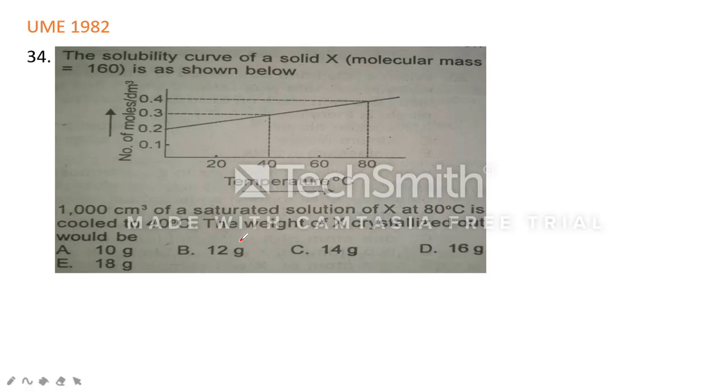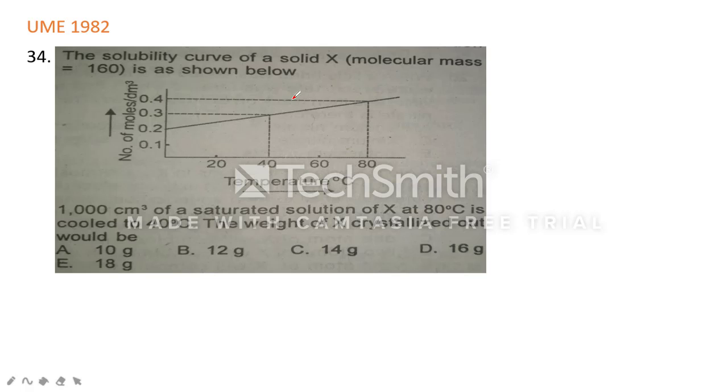The next question, UME 1982, question number 34. We're told the solubility curve of a solid S, whose molar mass is 160, is as shown below. 1000 cubic centimeter of a saturated solution of X at this temperature is cooled to 40 degrees Celsius. The weight of X crystallized will be, now from here at 80 degrees Celsius, the solubility is 0.4. At 40 degrees Celsius, the solubility is 0.3.